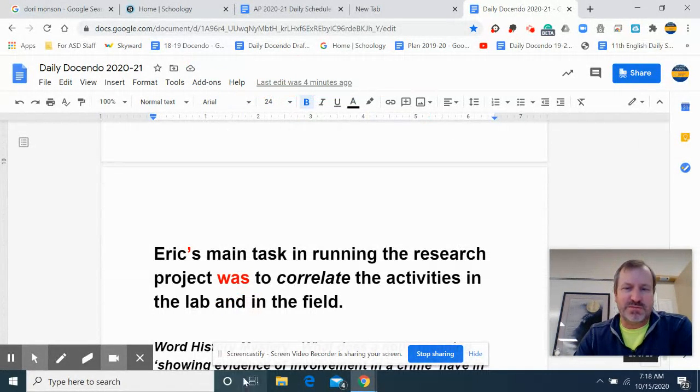So going back to our sentence, let's make sure we can explain everything we did here. We added an apostrophe for possession. We changed the verb to match the subject here, Eric's main task. And we got rid of an unnecessary comma. And again, there's really no punctuation necessary in this besides the apostrophe.